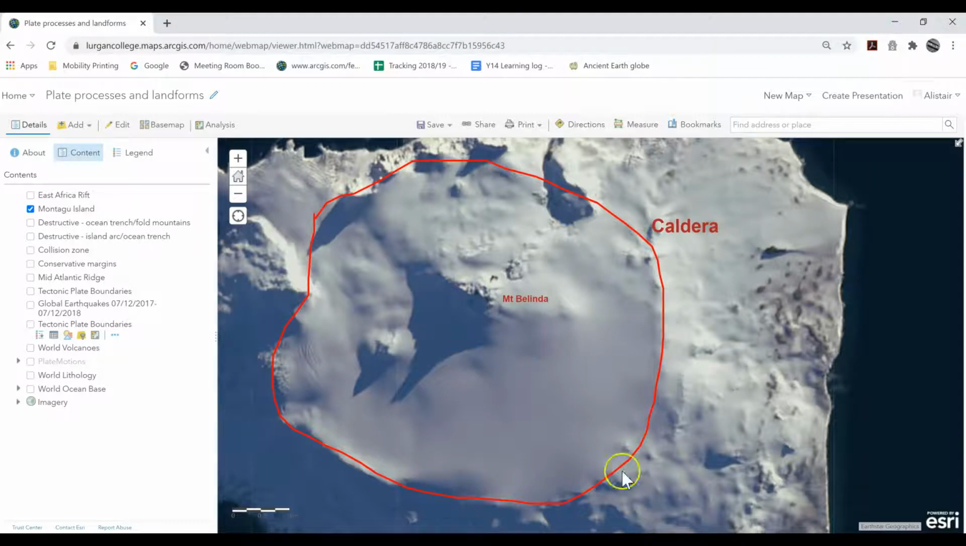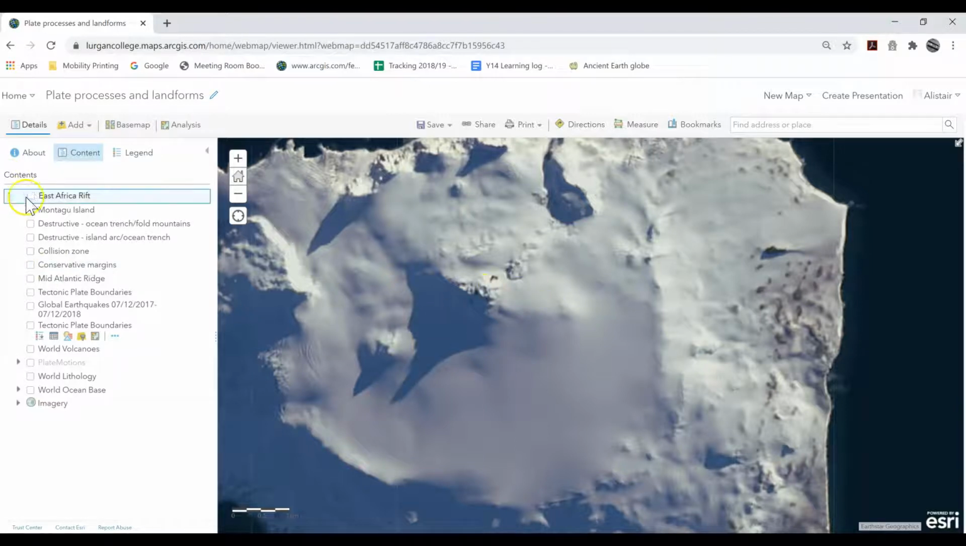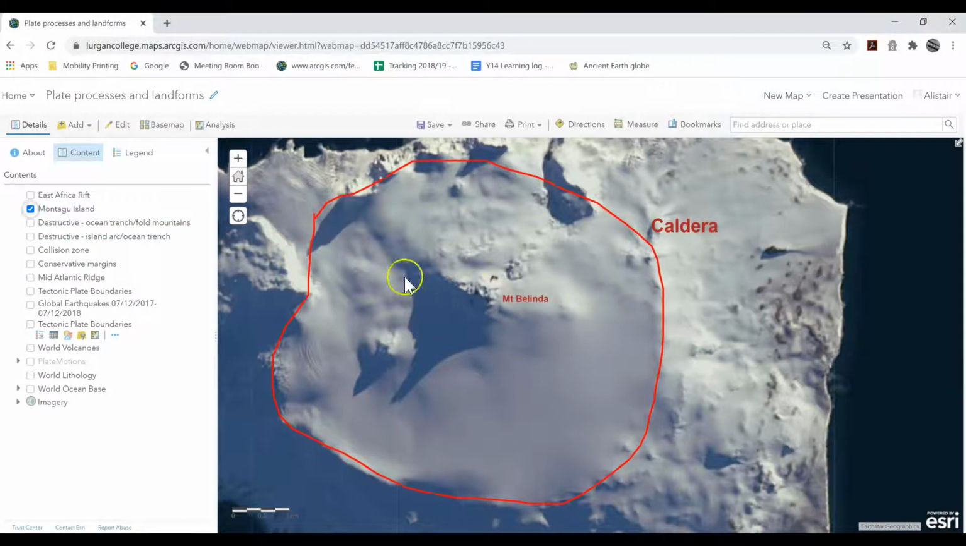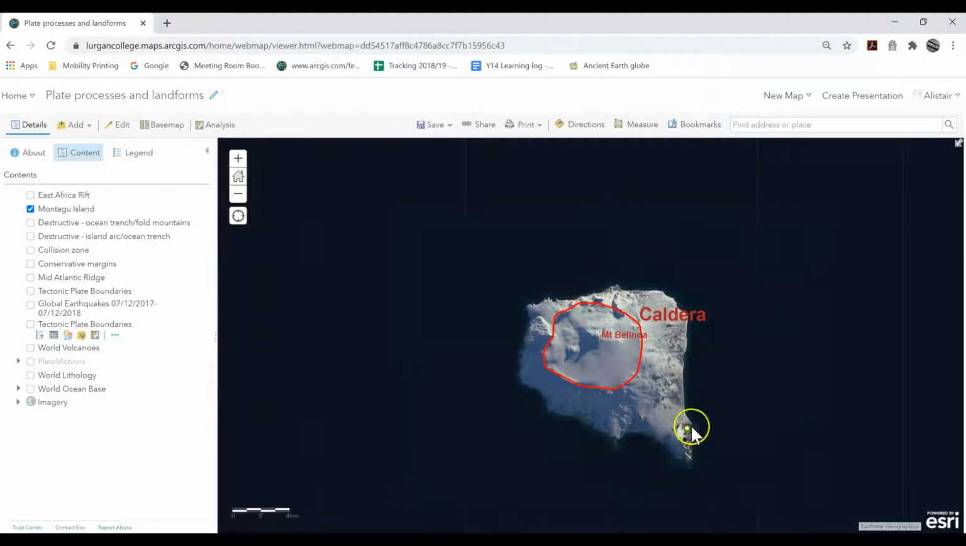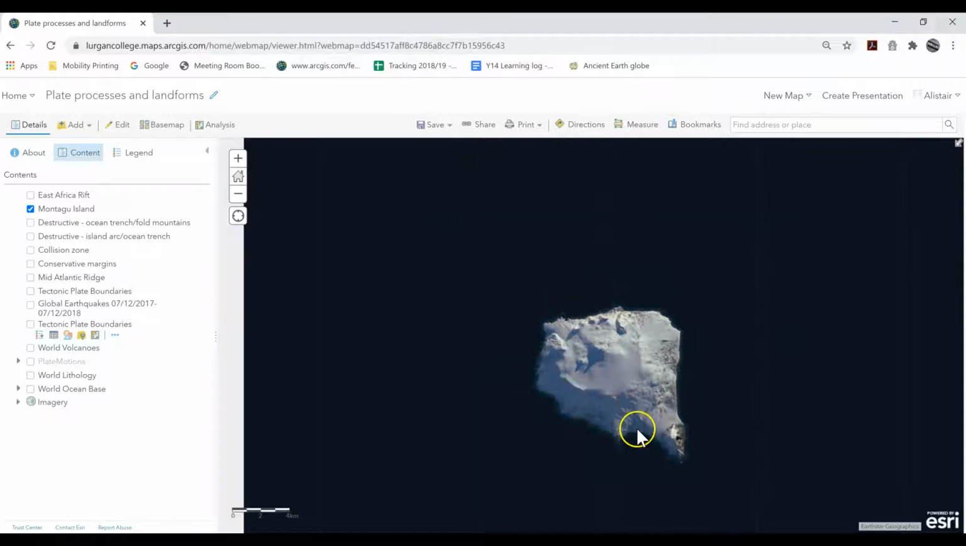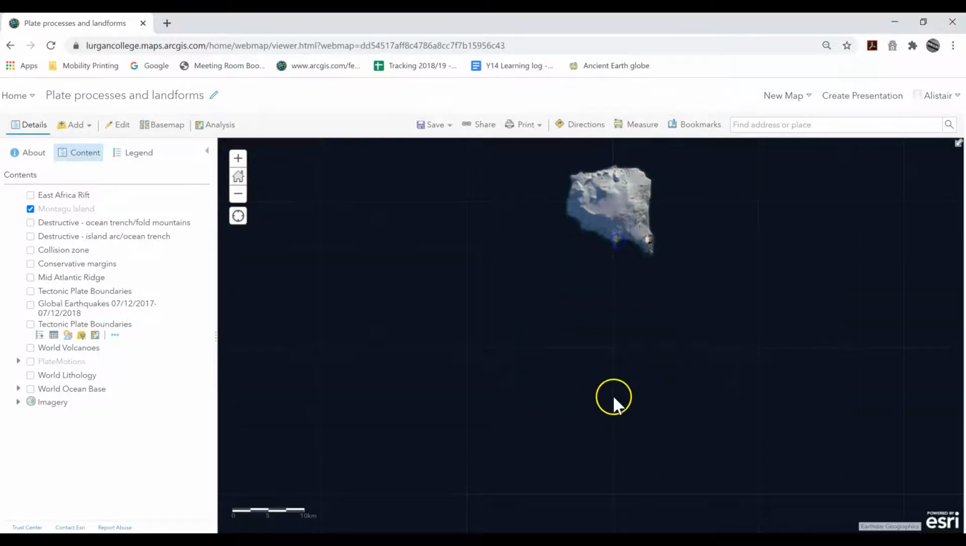And in fact, there was a very large and catastrophic eruption here in the past, which has left this large caldera. If I turn that off, hopefully you can just see the edge of that crater. And in the center, a new volcanic cone has built up again at Mount Belinda. So this is a volcanic island. Okay, and now let's zoom on down to some of the others here.